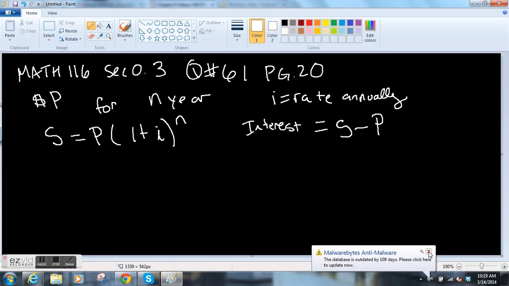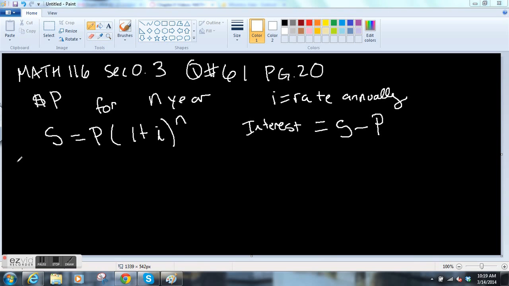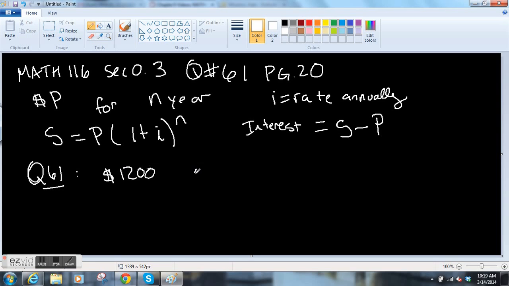So question number 61 asks, how much money are you going to have at the end of 5 years? We have $1,200 we're initially investing for 5 years at a compound interest rate of 12%. Notice it says 12%, but you want to write it as 0.12. Otherwise, if you put a 12 in there, it's going to mess you up. So make sure it's 0.12. Change it to a decimal.